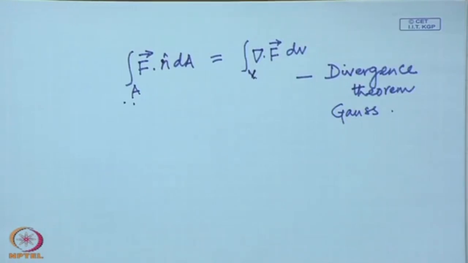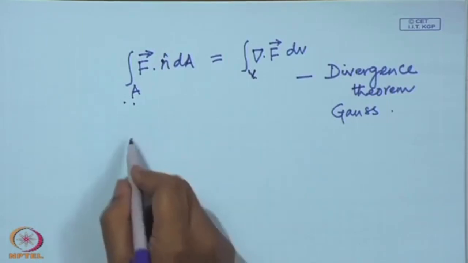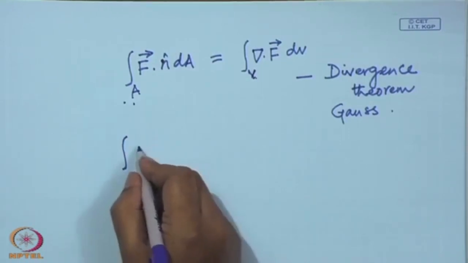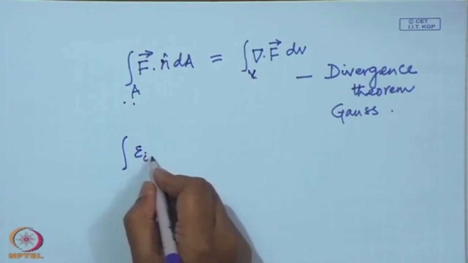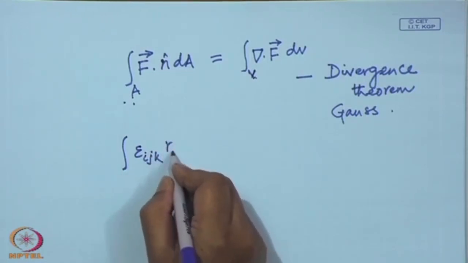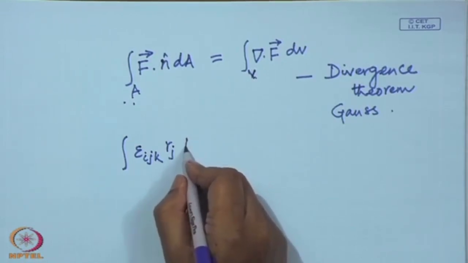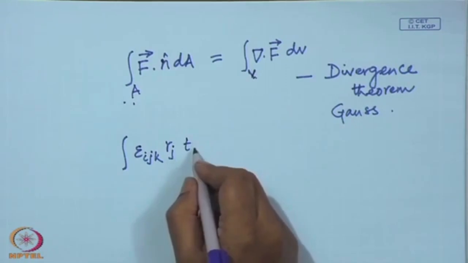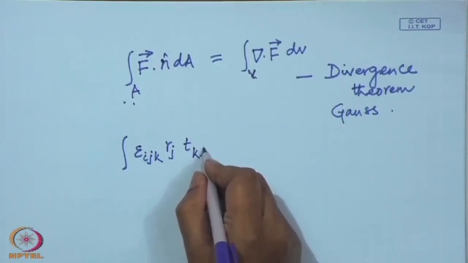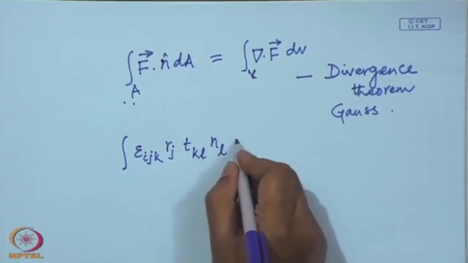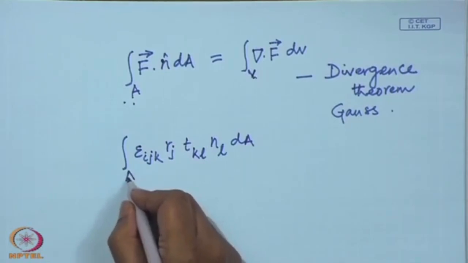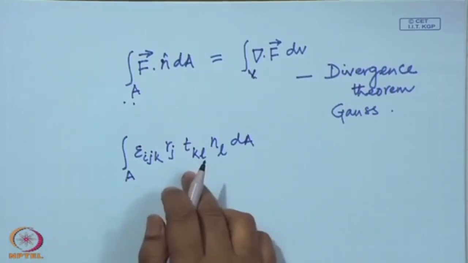Now, this is the rule that we applied while evaluating the moment due to the surface forces. Look back to your last class note. The surface force, please correct me if I am not using the notations as it was in the last class, epsilon i j k r j T k l n l d a integrated over the surface. This part is all right? Okay.